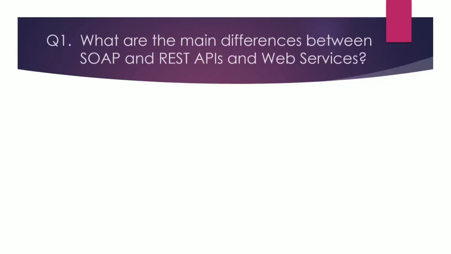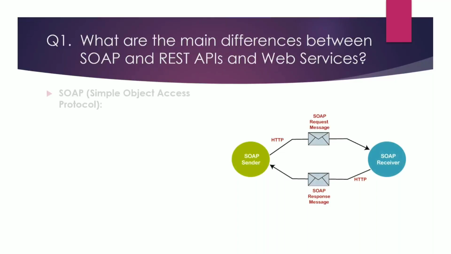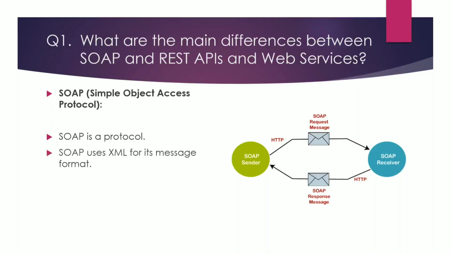So the first question in the row we have is, what are the main differences between SOAP and REST APIs? Okay, so let's see what we have. SOAP stands for Simple Object Access Protocol. So protocols are nothing but a set of rules. SOAP uses XML for its message format. This is the main thing that you should highlight. And SOAP uses HTTP or SMTP for message transport.